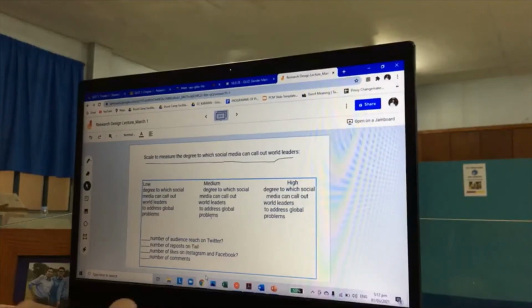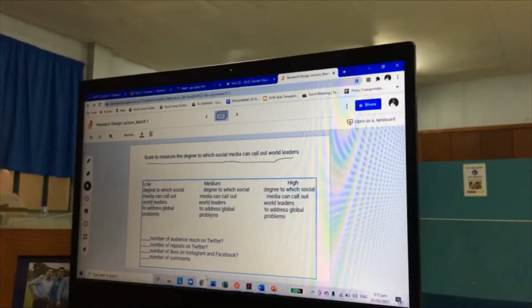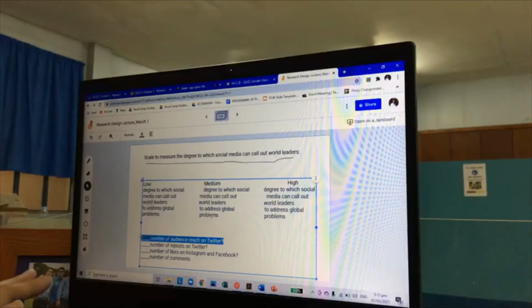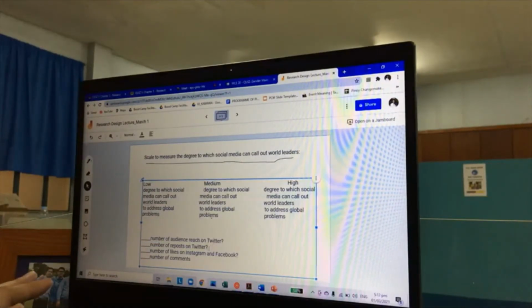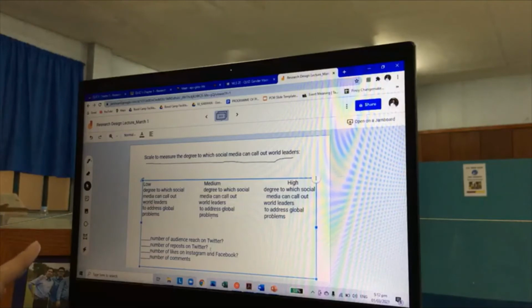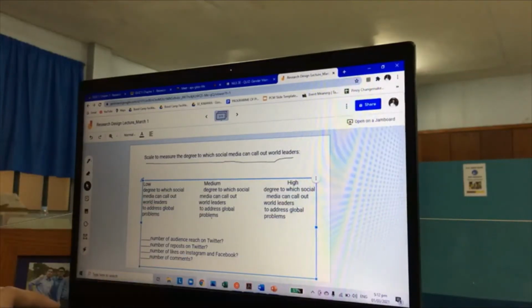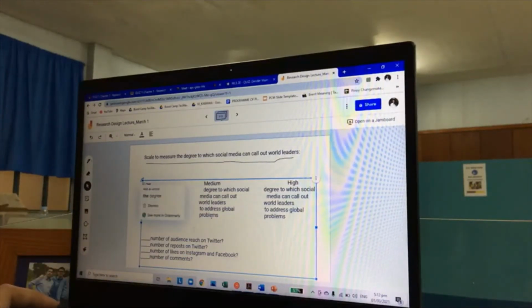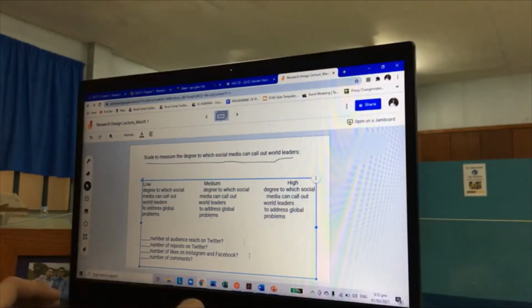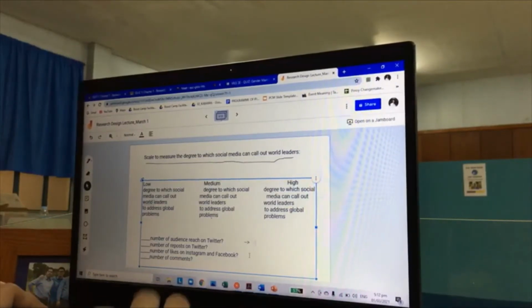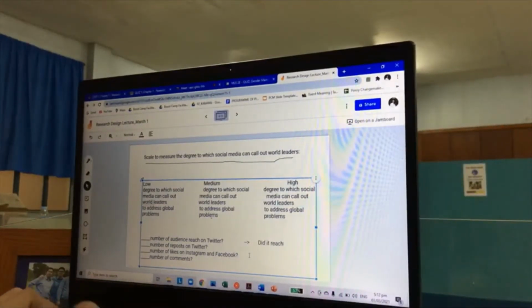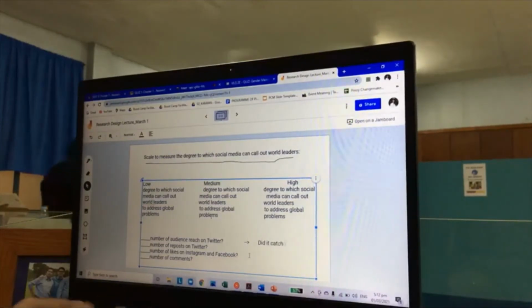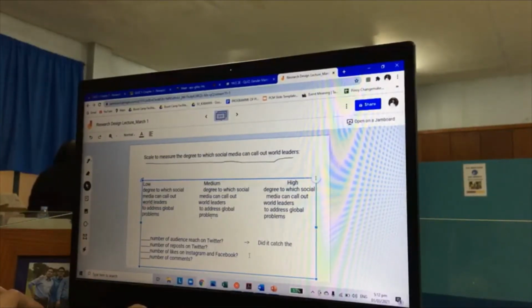So is it low? If only 10 people read the post, only 10 reposted on Twitter, only 10 liked on Instagram, only 10 liked on Facebook, only 10 commented, then that is low. Did it really reach world leaders, if ever? Did it catch the attention of world leaders, right?